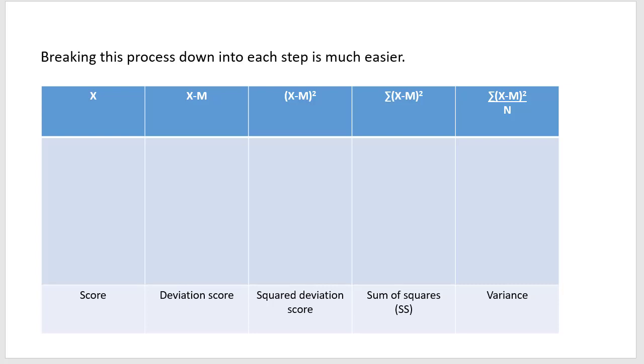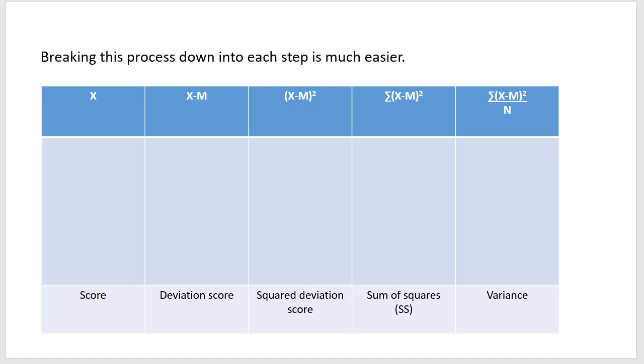So when we break this down, we find all of our scores first, all of our scores minus the mean. We take all of our scores minus the mean and square them. We add them all together. We divide by the number of scores. At each step, we have names for them. X is our score. That's just all the scores in the distribution. The deviation score is how far our score deviates from the mean. So if our score is above the mean by 1, it has a deviation score of 1. If it's below the mean by 2, then it has a deviation score of negative 2.